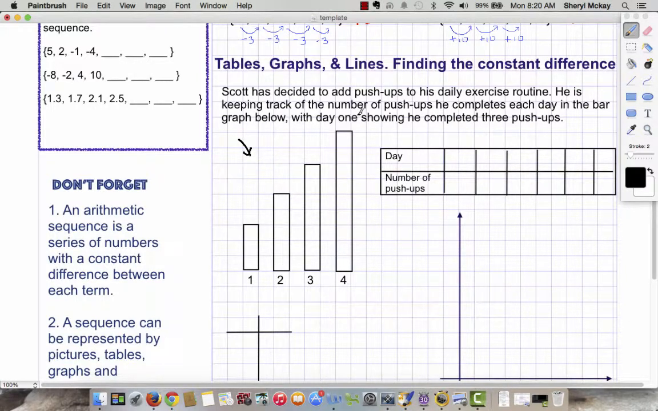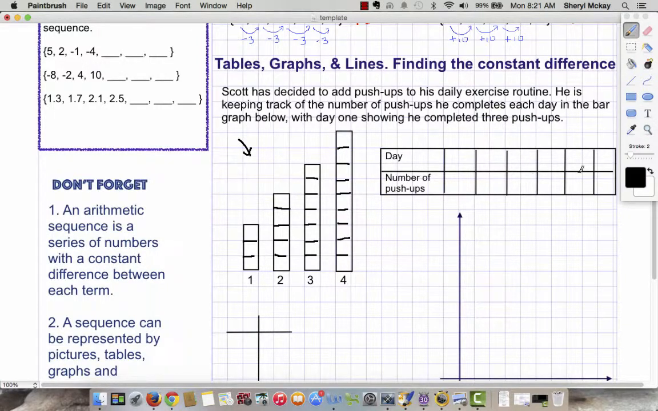With one day showing he completed 3 push-ups. So you can see that on the first day he did 1, 2, 3 push-ups. And then on the next day he did 1, 2, 3, 4, 5. So he's adding the number of push-ups that he does each day. On the third day he did 1, 2, 3, 4, 5, 6, 7. 7 push-ups. And on the fourth day, he did 1, 2, 3, 4, 5, 6, 7, 8, 9.